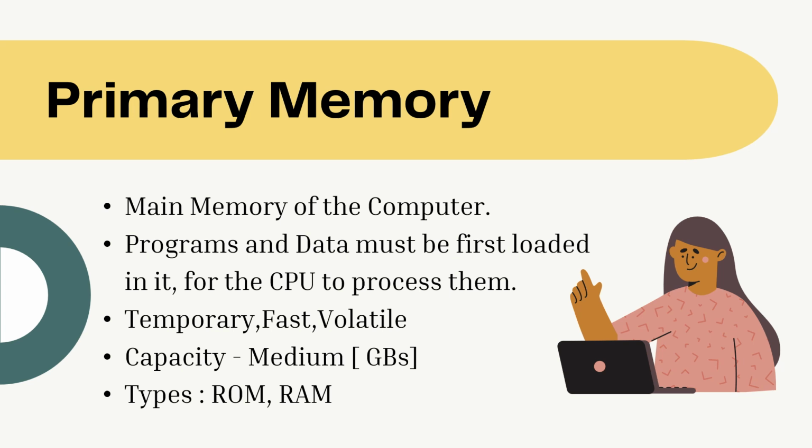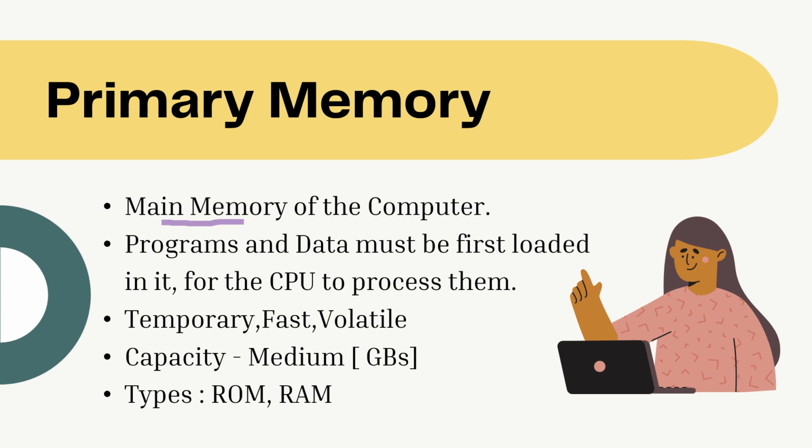The first one is the primary memory. It is also called the main memory of the computer system. The user-entered data, instructions, and programs must first be loaded in the main memory. Then only the CPU can process them. The CPU can access the main memory directly.